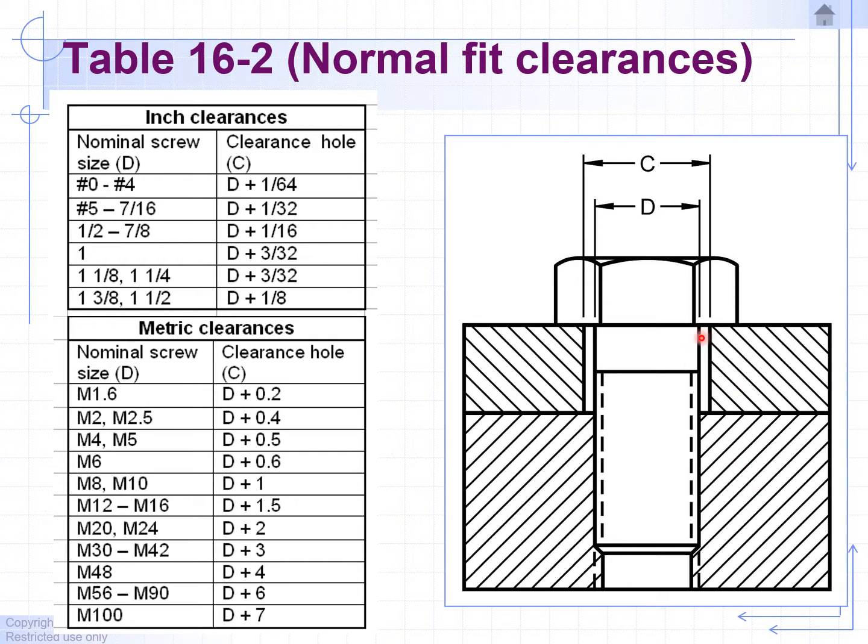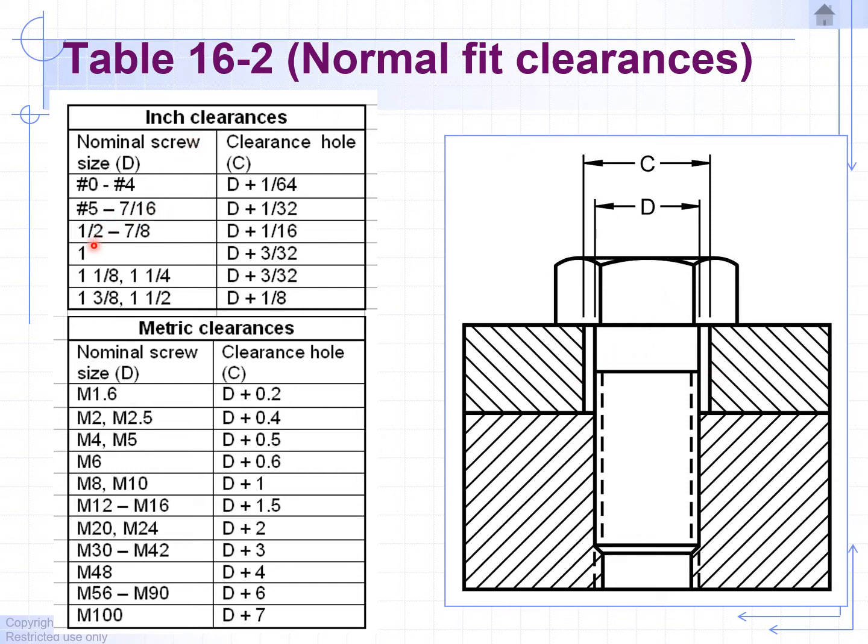Okay, so what size diameter should we provide for this clearance hole? Well, it depends on the diameter of the bolt. Let's take a look at this chart for inch clearances. So if we have a 1-inch diameter bolt, what size should the clearance hole be? It's just the diameter, which is 1 inch plus 3/32. That should be the diameter of the clearance hole.